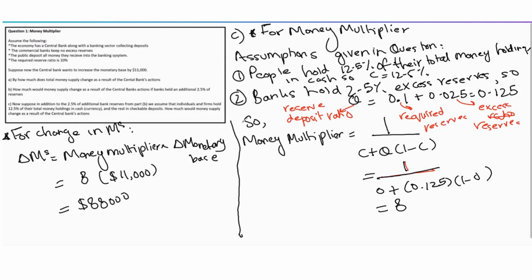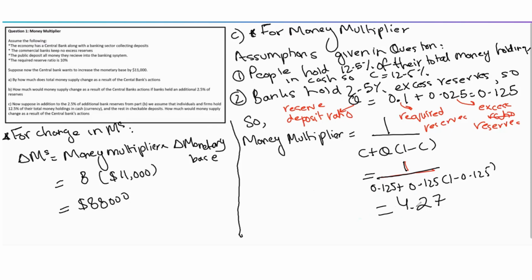In this case, 12.5%. And the second assumption is still the same as part B, where we're assuming that you have 10% required reserves and 2.5% excess reserves. So now let's see what the money multiplier becomes in this case. The money multiplier would be 1 over C plus theta times 1 minus C, where C is 0.125 and theta is 0.125. So the money multiplier in this case is 4.27. And the interpretation is similar: a $1 increase in monetary base will now increase money supply by $4.27.